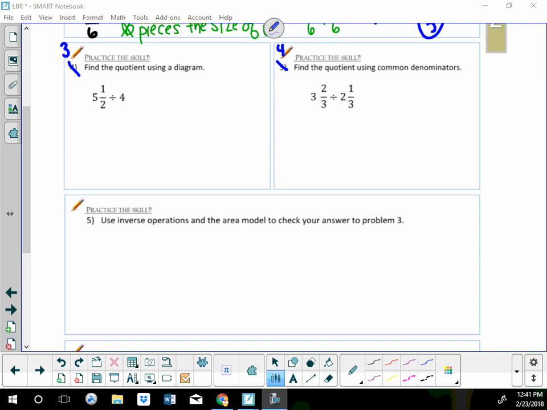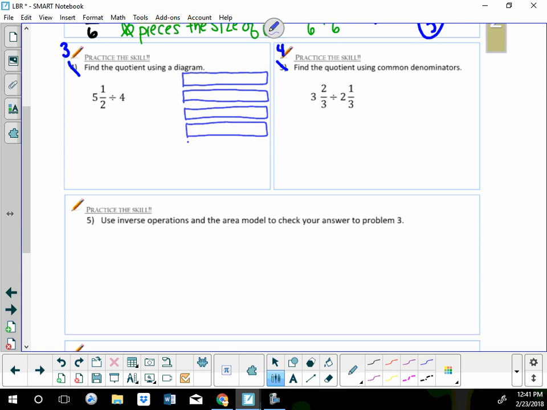So there's 1, 2, 3, 4, 5, and here's a half.